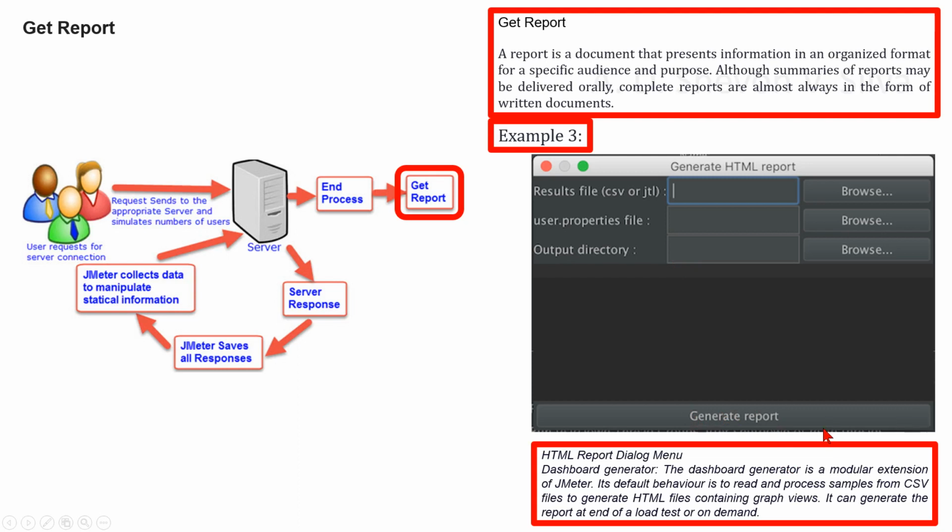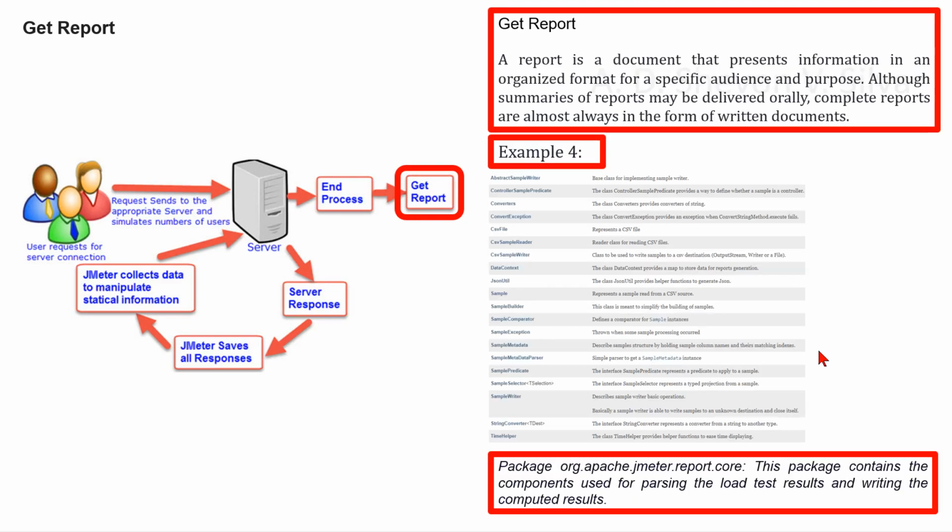to appear. If the report generation takes more than 2 minutes, adjust the property generate_report_ui.generation_timeout. As an example, we can consider the package org.apache.jmeter.report.core. This package contains the components used for parsing the load test results and writing the computed results.